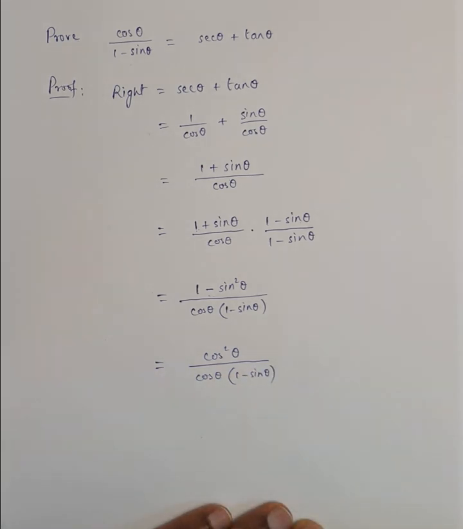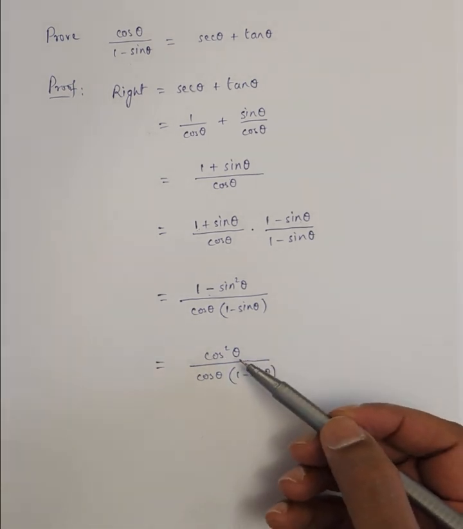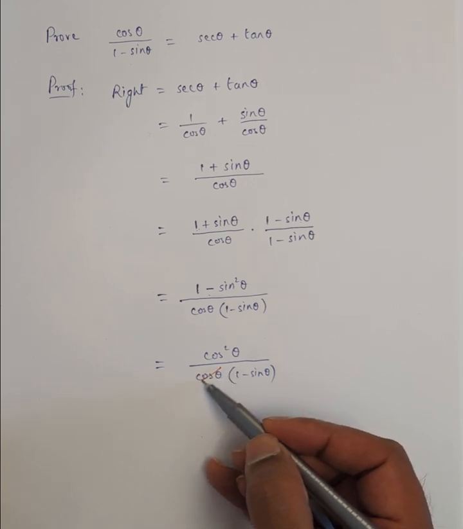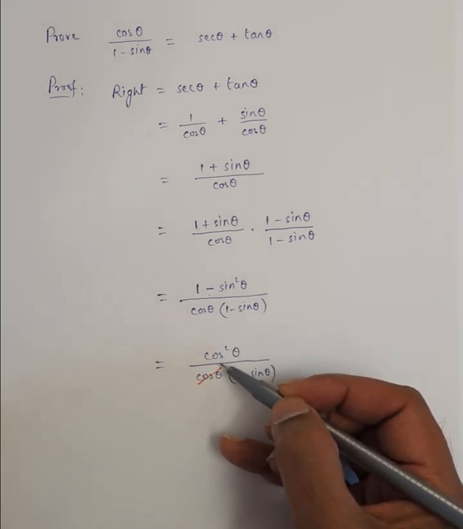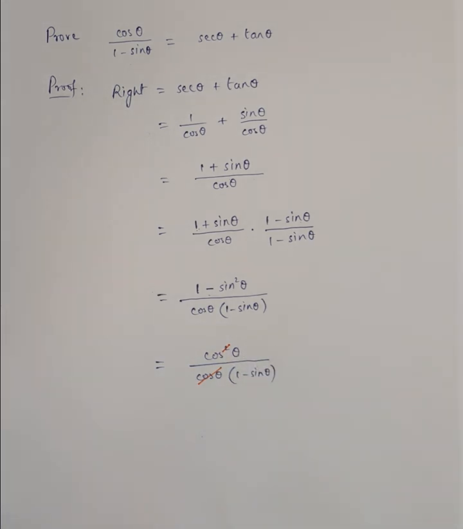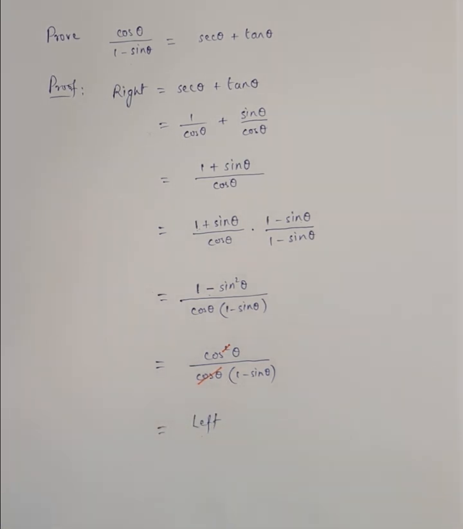Now it looks like we are getting there. You see there are two copies of cos theta in the numerator and one copy of cos theta in the denominator. So I can get rid of one of the copies. So instead of cos square, now I will just have cos theta over 1 minus sine theta, which is what I have on the left side. So we proved it.